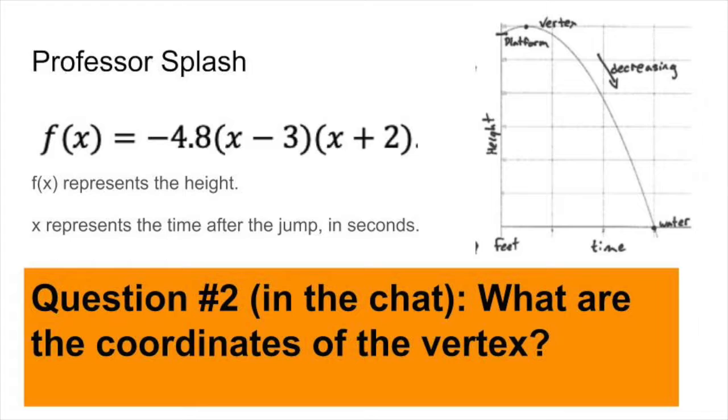Now, I'm going to ask you another question. What are the coordinates of the vertex? Go ahead and enter this in the chat. Your teacher will call on somebody, and you'll bring it back.